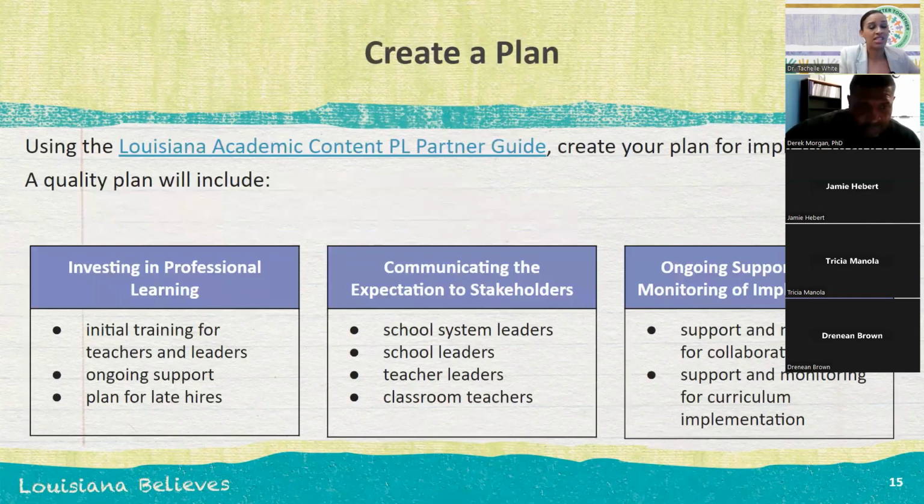But I am going to leave this slide up for you to see. It's basically going over the things that we've already said. But I did link, and we will drop it in the chat, the Louisiana Academic Content Partner Guide, Professional Learning Partner Guide. If you haven't reached out to a vendor yet to plan your professional learning, this guide does list all of the vendors for professional learning and then what they offer.